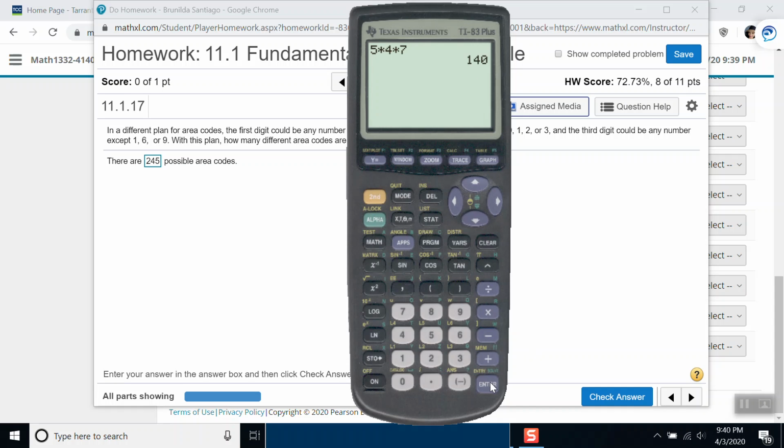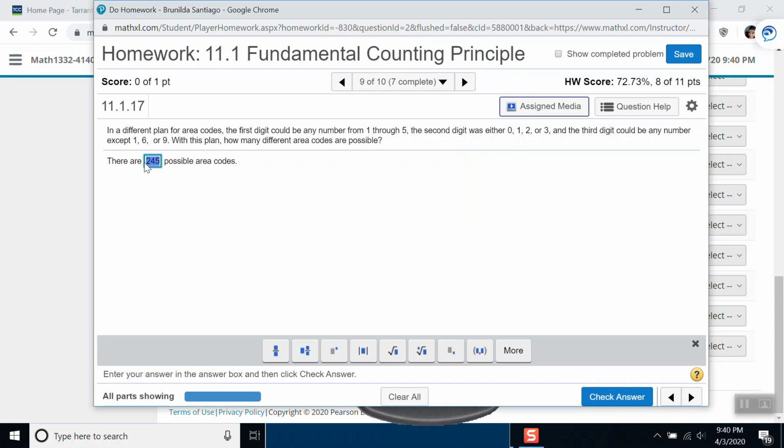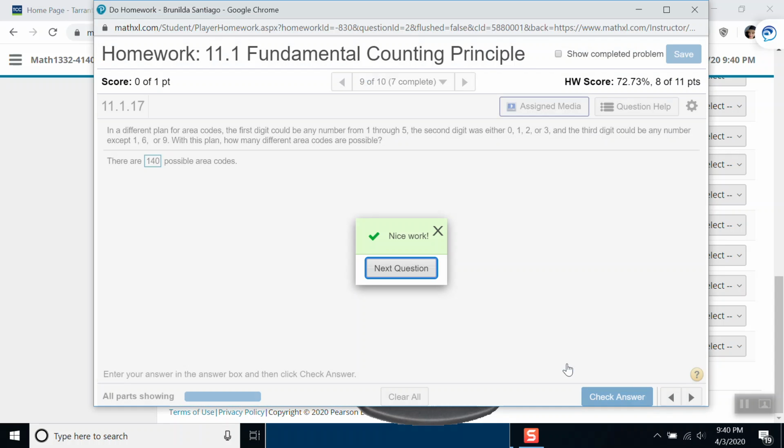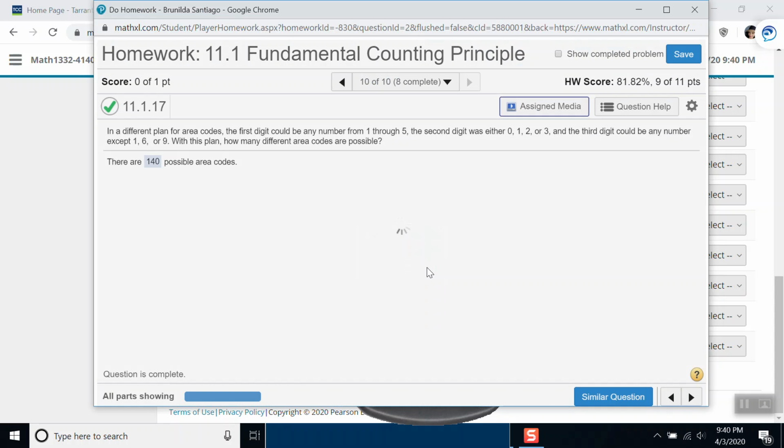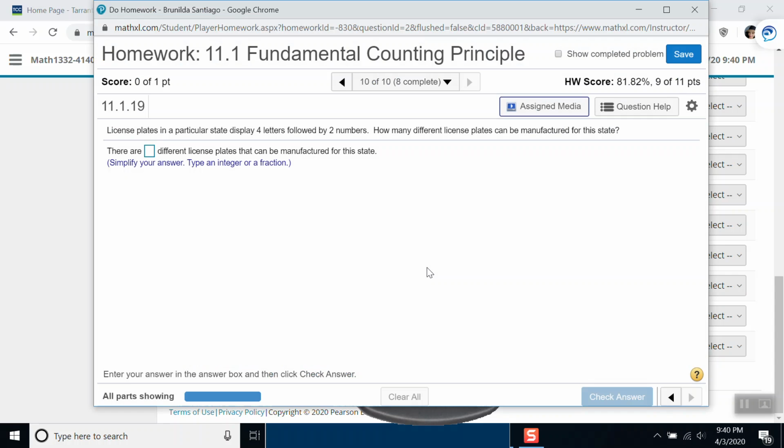And press enter. Oops, I don't know what I entered before. So that should be 140. So that should be 140 choices. So be careful. Use your fingers carefully.